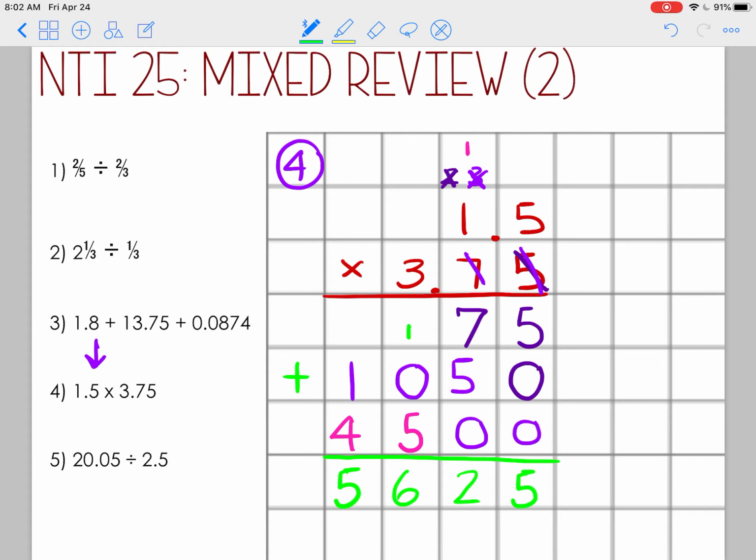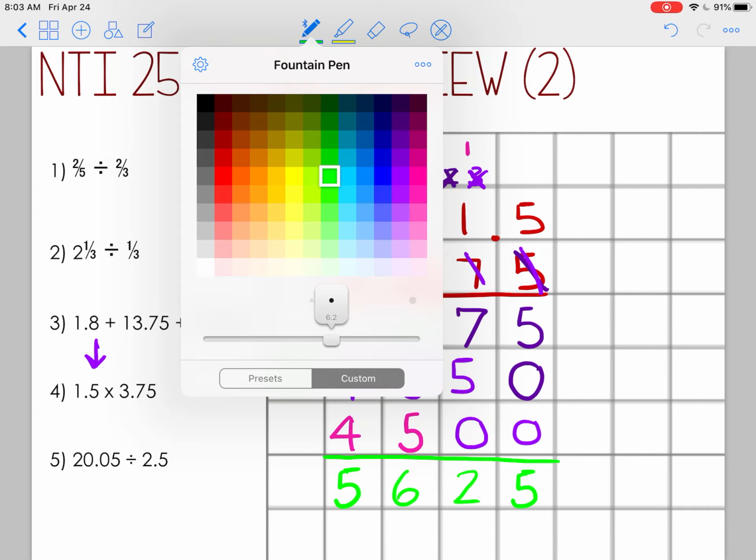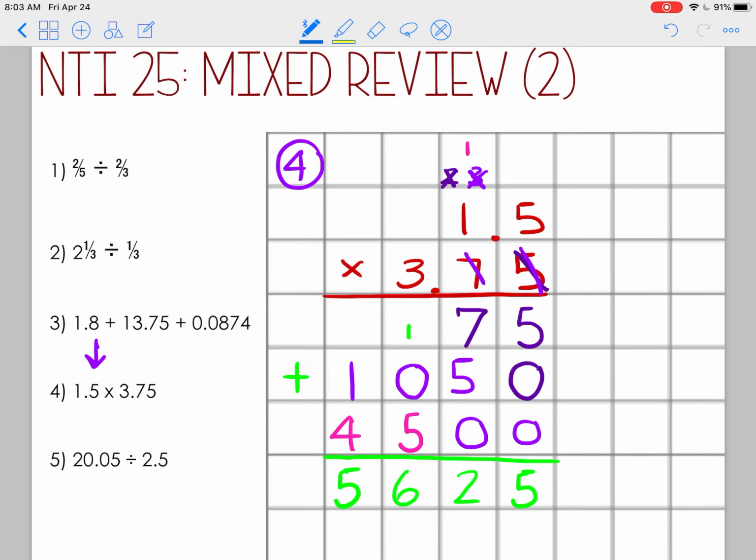Okay. Now, we are not done yet. We have one final step that we need to do, which is to put in our decimal point. The way that we do that when we're multiplying decimals is we come back up to our original problem and we count how many places are behind the decimal. So in my first number, I have 1 place behind the decimal. In my second number, I have 2 places behind the decimal. So that gives me a total of 3 places behind the decimal. That's how many times I need to move the decimal in my answer.